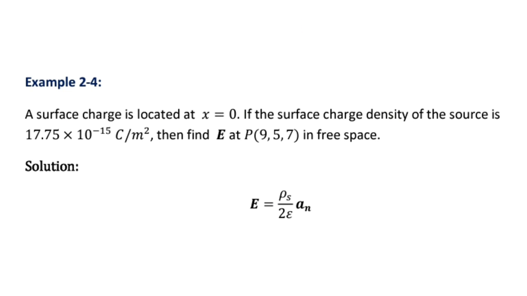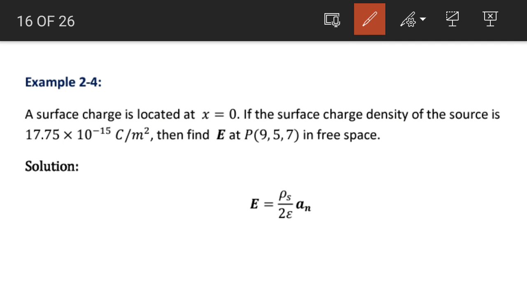So this was example number 3. Let us do example number 4. In example number 4, we have got a surface charge which is located at x is equal to 0. So definitely this is an infinite sheet of charge which is located at x is equal to 0. If the surface charge density of the source is 17.75 into 10 raised to power minus 15 coulomb per square meter, find E in free space.